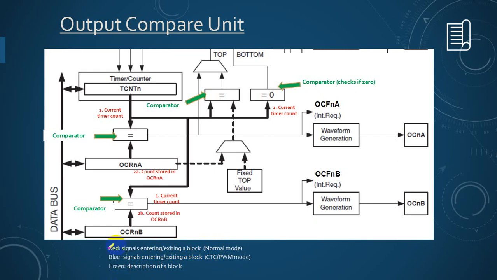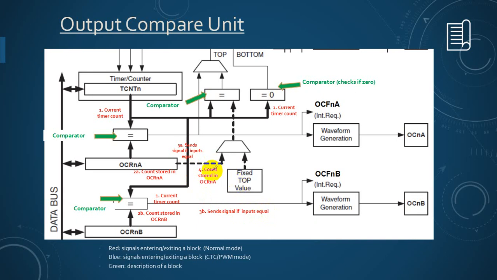1A, 1 is the current timer count. Then 2A is the count stored in OCRnA. 2B is the count stored in OCRnB. Then 3 is the send signal. 3A, send signal if inputs are equal. 3B, send signal if inputs are equal. There are two modes: one is the overflow mode, another is the delay timer on compare mode.